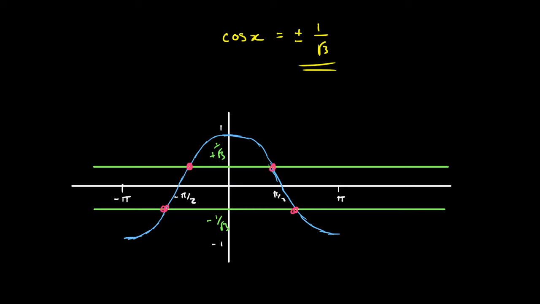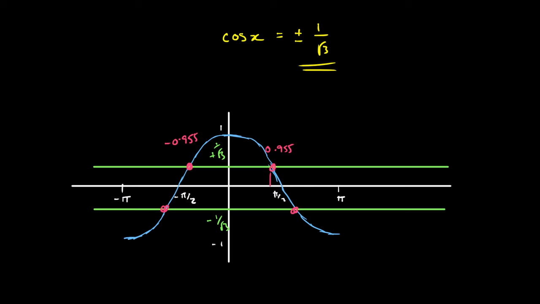Okay, so if I find the cos inverse of positive 1 upon root 3, then the value that I get in my calculator is 0.955. So that's going to be this guy here, right? So that's 0.955. And of course, what that means is that by reflection, this value here is going to be negative 0.955, right? Because the y-axis is the line of symmetry for the cos graph.